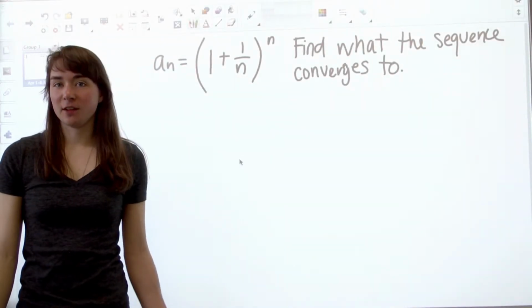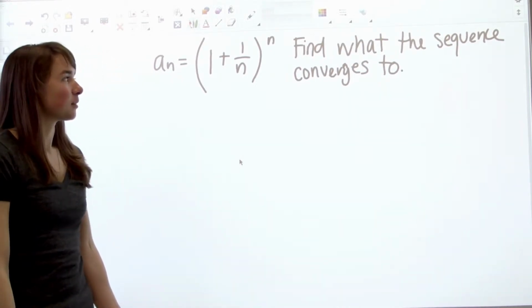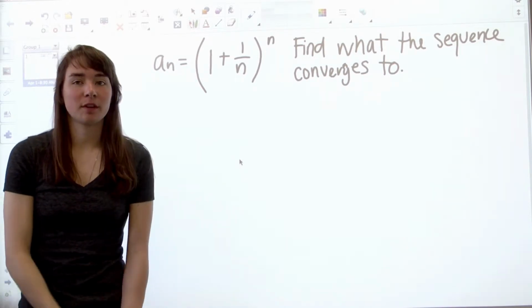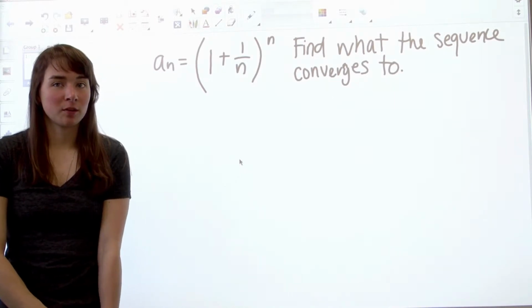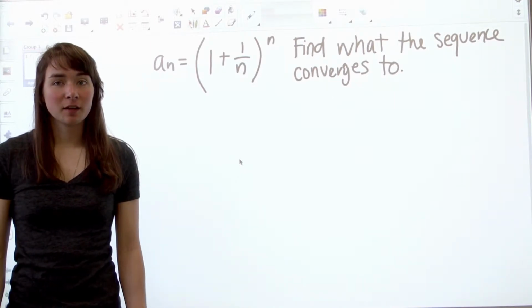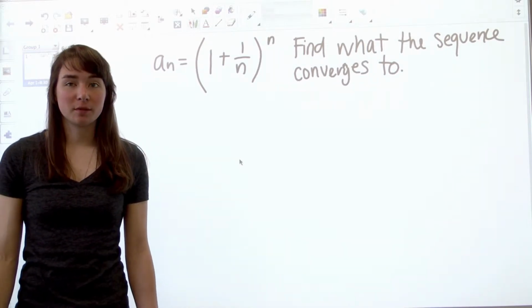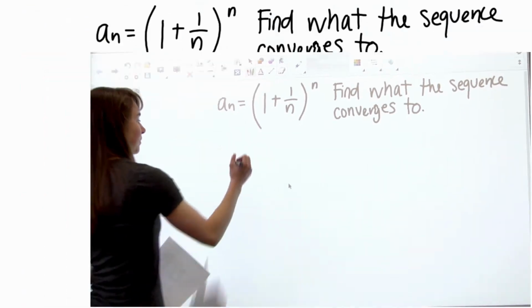We've been looking at sequences. So we have a sequence a sub n equals (1 plus 1 over n) to the n, and we want to find what it converges to. We know by Theorem 1 in section 10.2 that if we take the limit of a sequence and it converges to something, then that's also what the sequence converges to. So we're going to start with taking a limit.